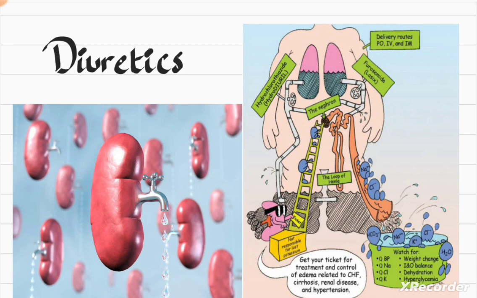clinical disorders. So diuretics are the drugs that block specific transport mechanisms in the renal tubules, and they are very valuable clinical tools in the treatment of these disorders. The first diuretics were introduced in 1937, and the class of drugs was carbonic anhydrase inhibitors.